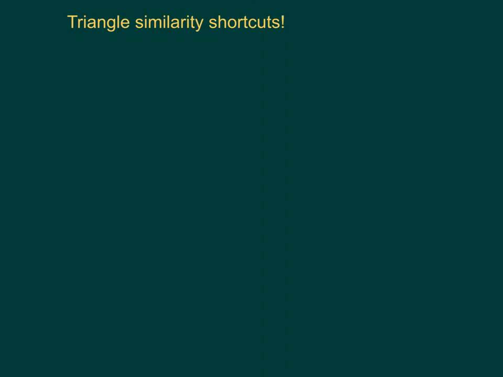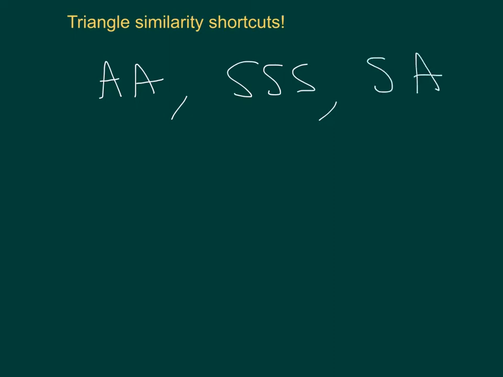Hey everybody, today we're going to talk about triangle similarity shortcuts. Now there are three shortcuts that we're going to talk to you about today. The first is angle angle, or AA. We have side side side, or SSS, and then we have side angle side.